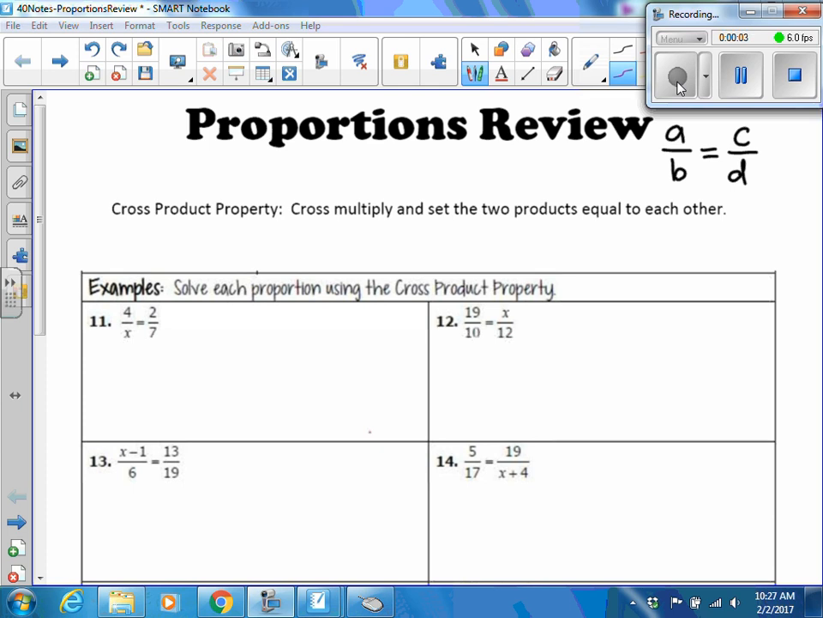This lesson is a review of a skill that you learned in algebra, and we're going to be using that in our next lesson about triangles. So today we're talking about proportions and how to solve them. A proportion is a fraction equal to another fraction.